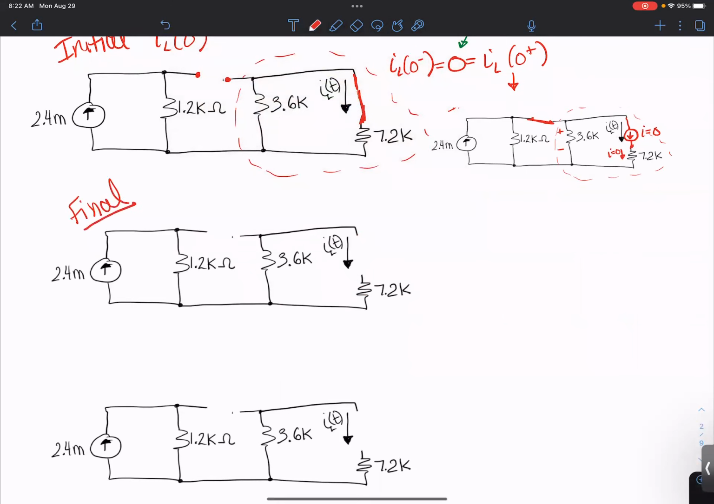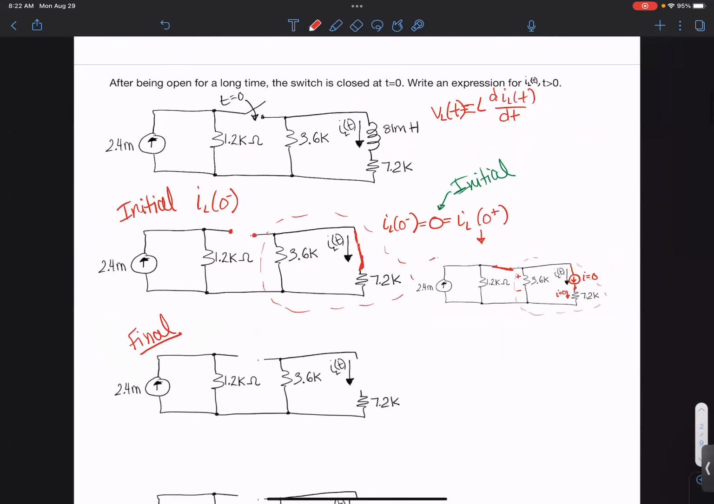So what will our circuit look like for the final value? You have to determine the switch and you have to determine the component. So final value, this means that the switch is closed at T equals zero. Once it's sitting there for a long time, where is the switch going to be? Open or closed? Closed, okay. All right, so we closed that one.